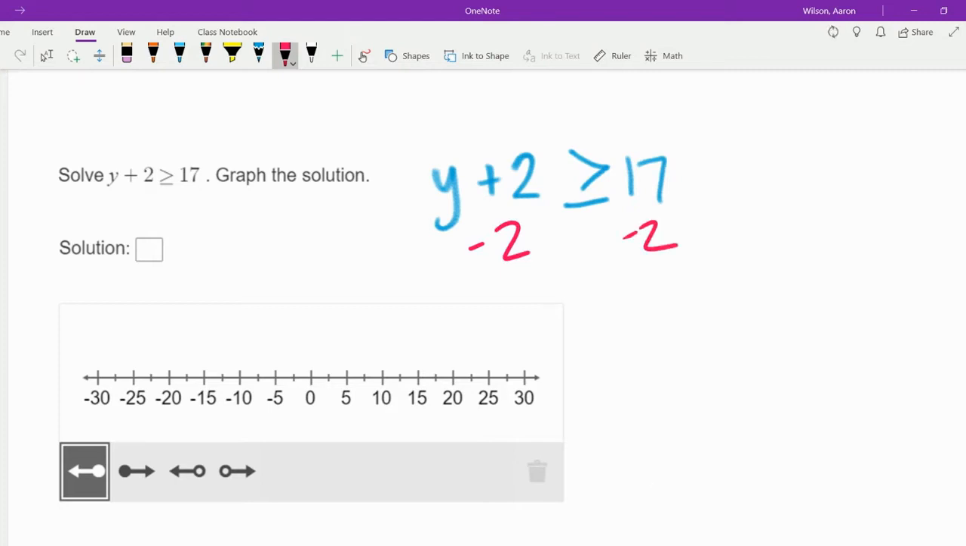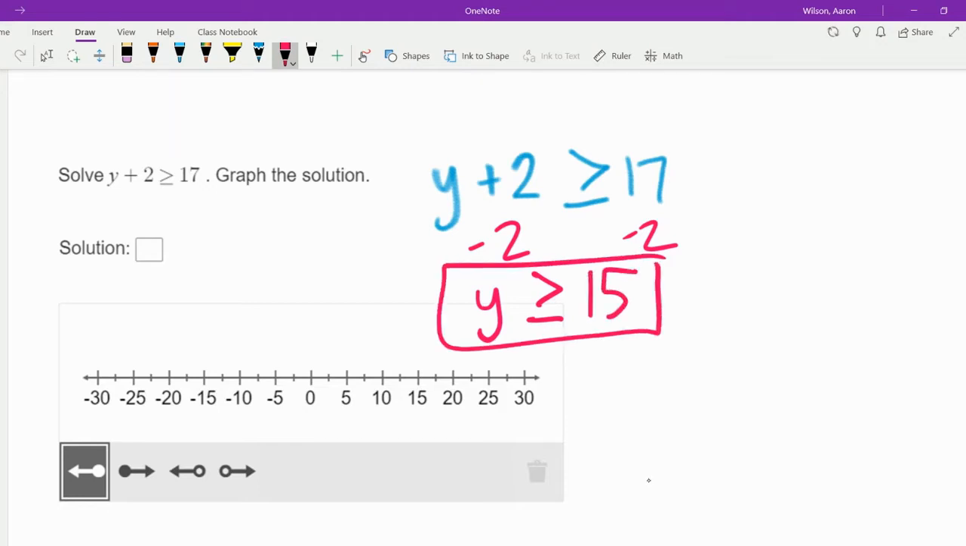And why do we do this? It gets rid of the terms that are along with the variable. We want the variable, in this case the variable y, all by itself. If you're adding 2 and subtracting 2, that's nothing. So y is now by itself. So now it'll be y is greater than or equal to whatever 17 minus 2 is, 15. This is the solution that you type in that box.